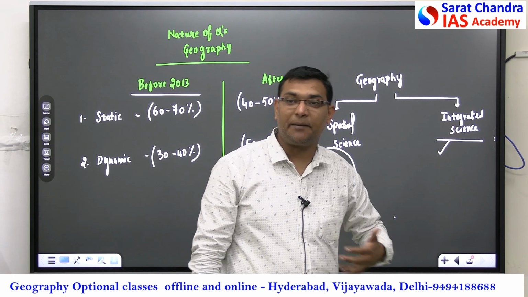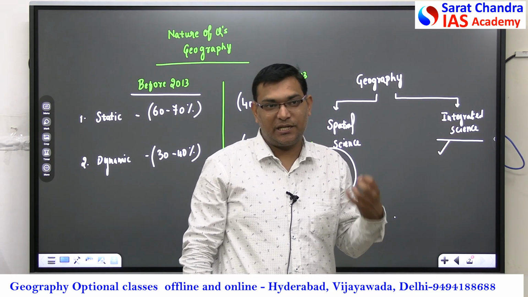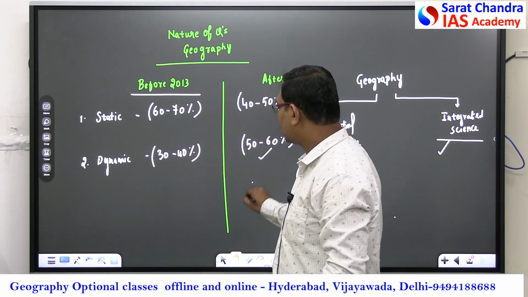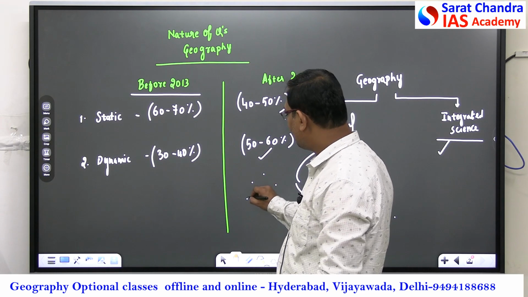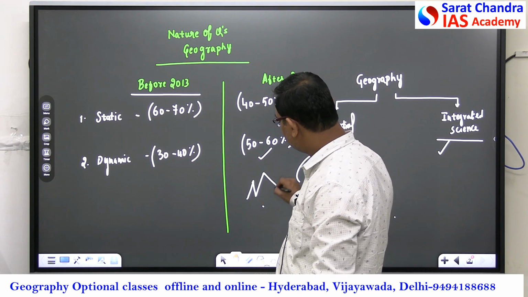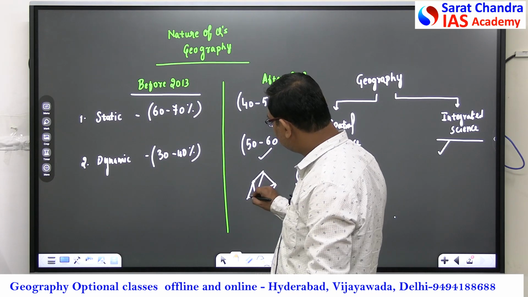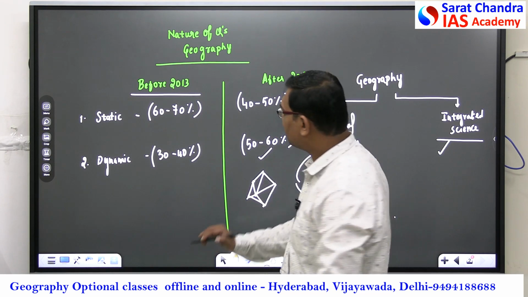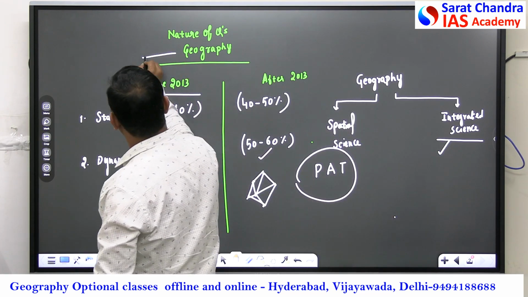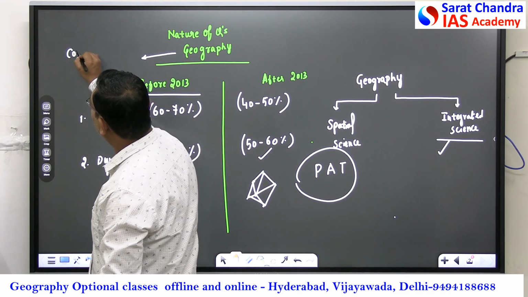Spatial science is mugging up. Mostly it is mugging up. In the initial stages, you will wonder what the dots are. Later on, after a few classes, it will be connected. But the majority will be mugged up. Is this clear? But here, simply, geography is concept oriented.